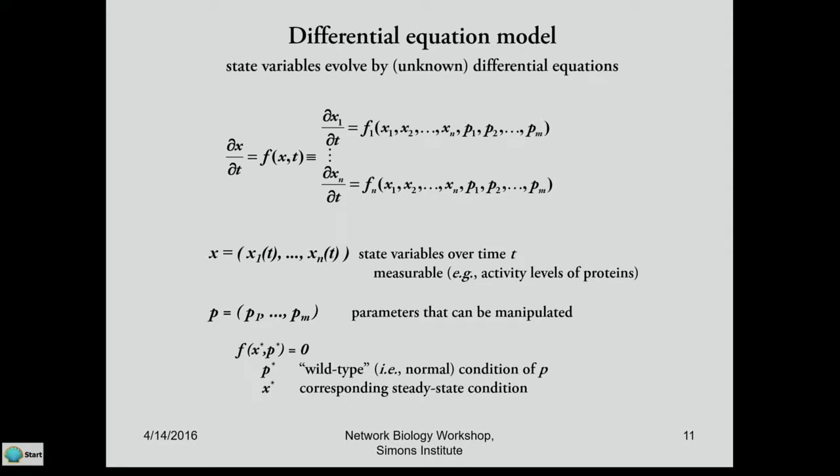You have a set of state variables, and they evolve based on some differential equation of time. And there are some parameters, P1 to Pn. They can in effect be controlled, and they can be manipulated. And this condition is just a steady state condition. In the steady state condition, assume that the value is 0. Normalize it, shift it so that it's 0.